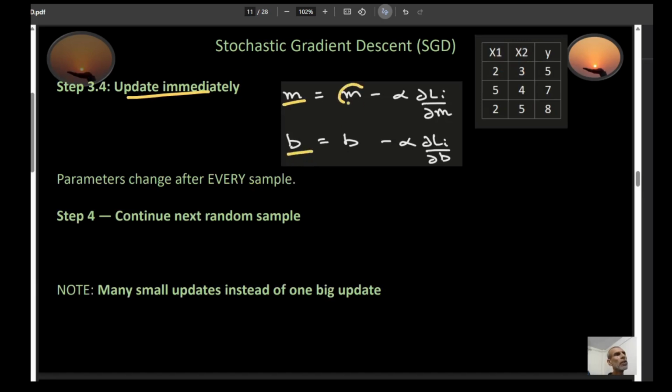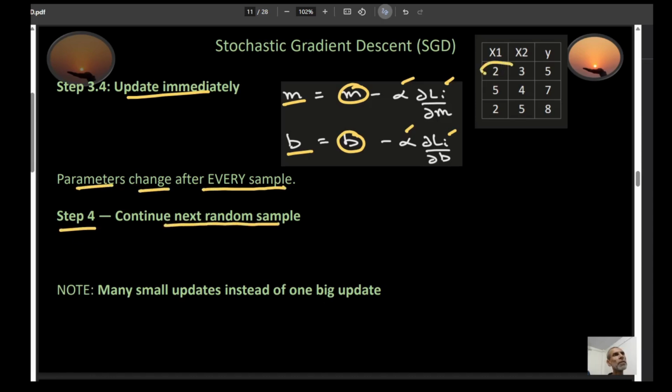You know your old value of M, you know your old value of B, you know your alpha, and you know this value we just calculated from the previous one, and this way you update M and B. So in this case, your parameters, your M and B, they change after every single sample. And step 4, now we move on to the next random sample.